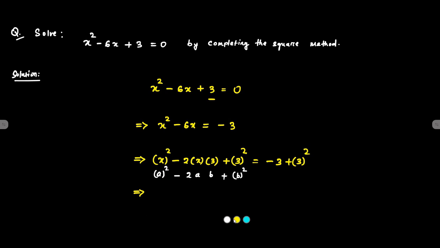So this is what? x minus 3 whole square. That is equal to minus 3 plus 3 square, which is equal to 9 minus 3, that is 6.